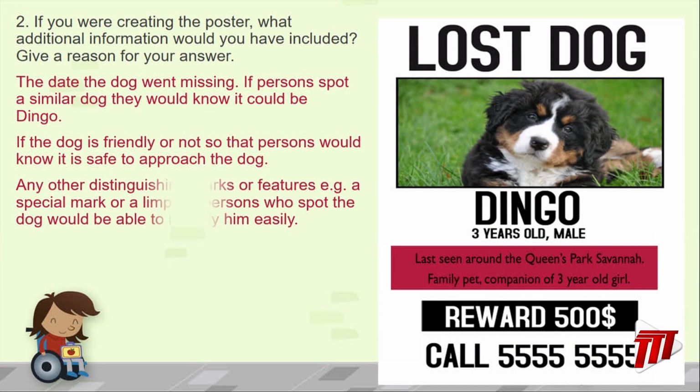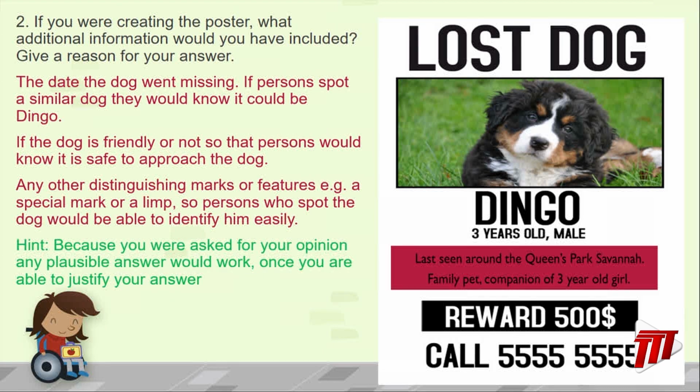Another bit of information that could be included on the poster would be any distinguishing marks or features. For example, a special mark such as a heart-shaped patch on his back or his tummy, or if he walks with a limp, so persons who spot the dog would be able to identify him easily.